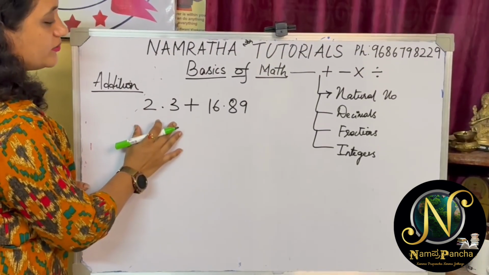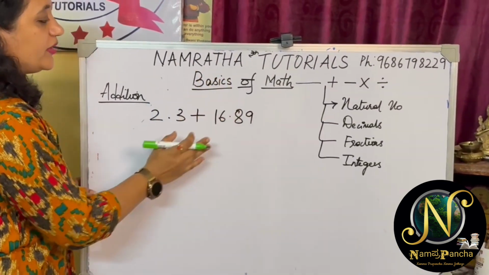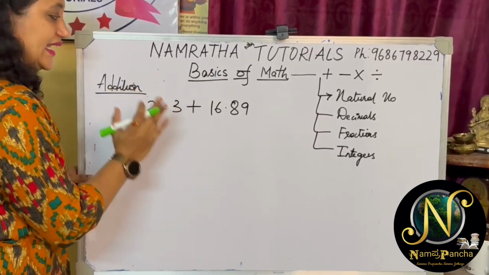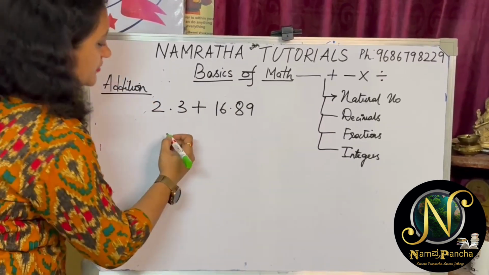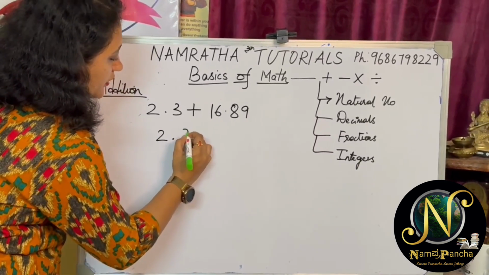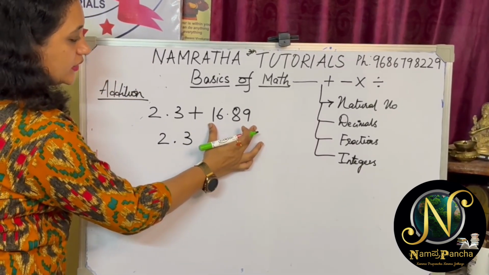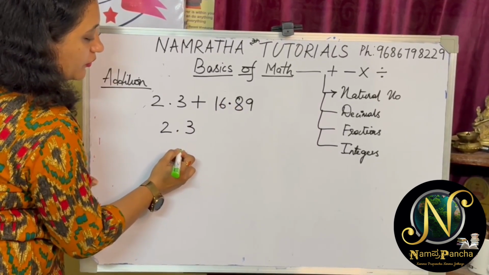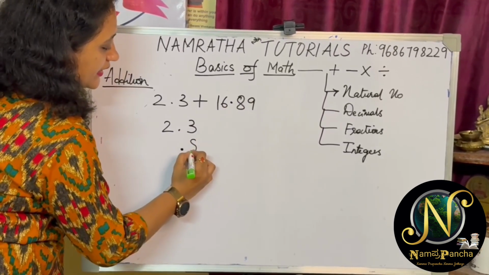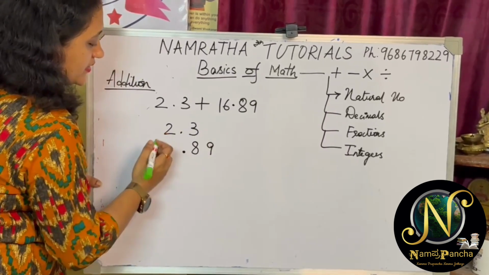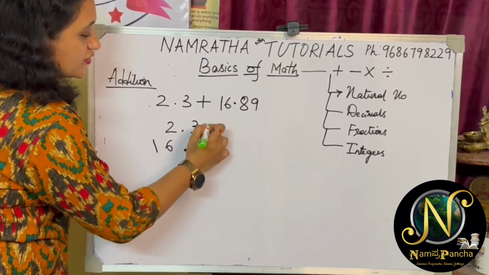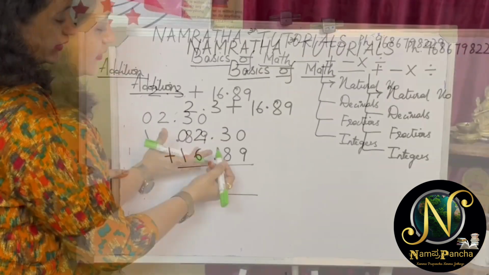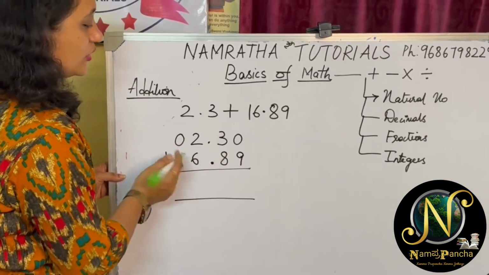So next is decimal addition. Whenever we are performing any operation on decimals, first we have to convert both the numbers to like decimals. What do you mean by like decimals? For example, I will write 2.3 here. Next I have to write 16.89. So the point should always be placed below the other point. So the next number is 8 and 9, and before the decimal point it is 1 and 6. Whichever place is empty, we put 0 there to avoid confusion. Now we have converted both the decimals to like decimals.